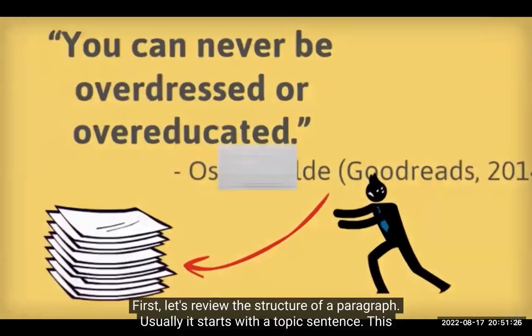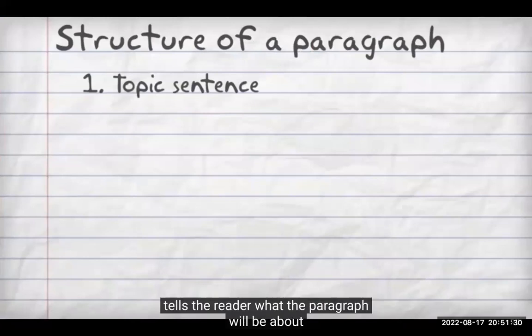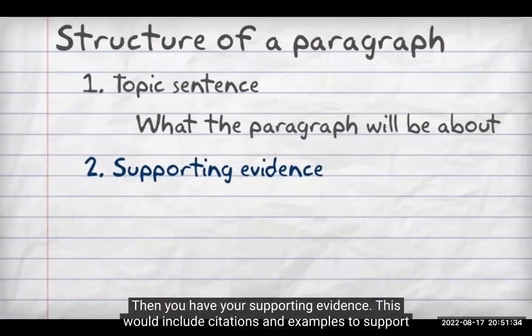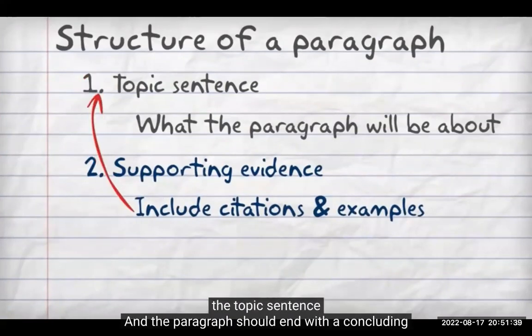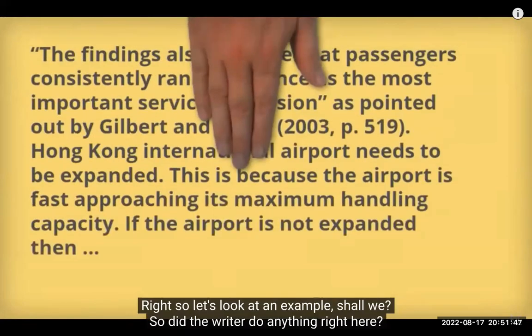First, let's review the structure of a paragraph. Usually, it starts with a topic sentence. This tells the reader what the paragraph will be about. Then you have your supporting evidence. This would include citations and examples to support the topic sentence. And the paragraph should end with a concluding sentence that links back to the topic sentence and the main idea of the essay. Right, so let's look at an example, shall we?